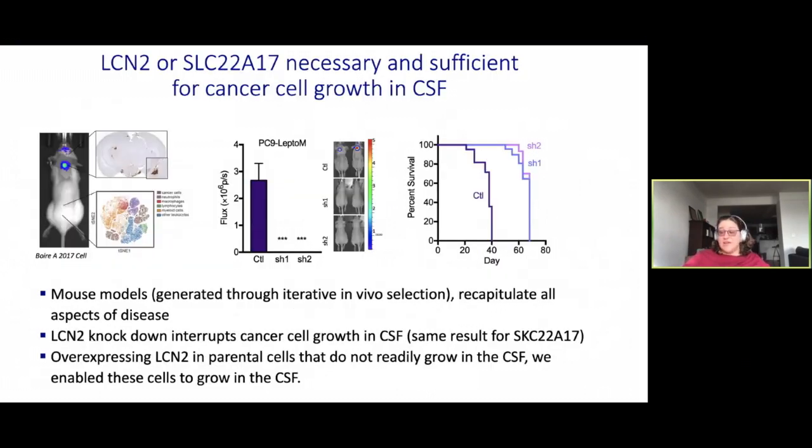Now, of course, I'm doing Adrian and you an incredible injustice by going through years of careful experiments to really show that both these genes are necessary and sufficient for cancer growth. Again, using mouse models, knockdown, overexpression, and many controls to really, really show that these two genes are what allows these cells to grow there.